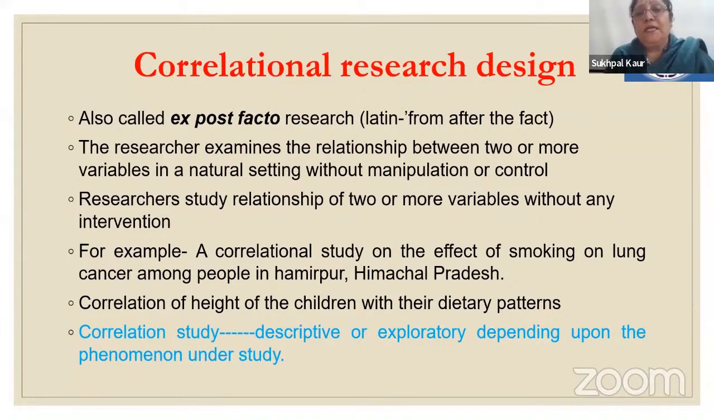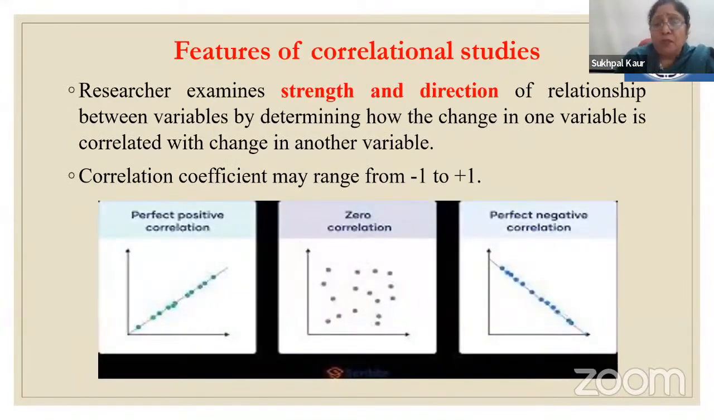For example, a correlation study on the effect of smoking on lung cancer can be carried out in any of the districts. Another study we can always carry out is to know the correlation of the height of the children with the dietary habits. And again, it is important to understand that these correlation studies can be descriptive or exploratory depending upon the phenomena under study. So that is why I told that all the non-experimental research designs cannot be mutually exclusive. There could be overlapping of more than one research design.